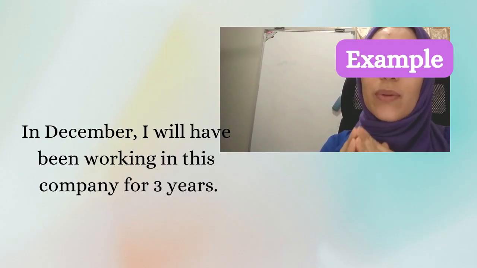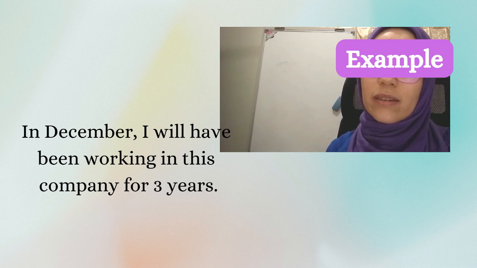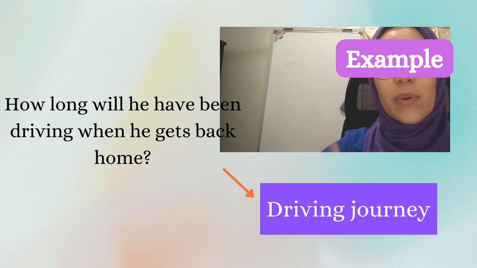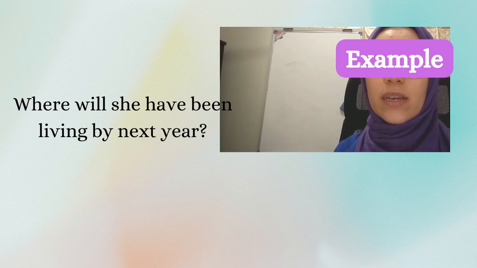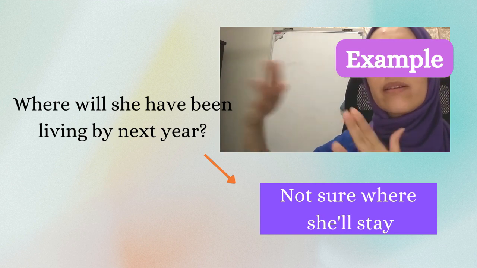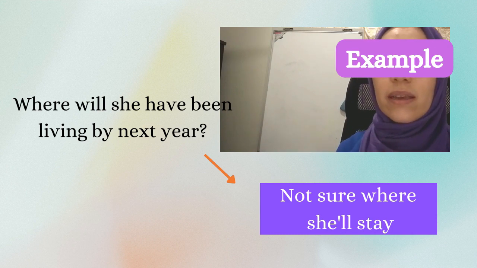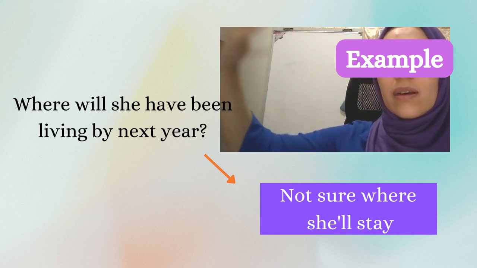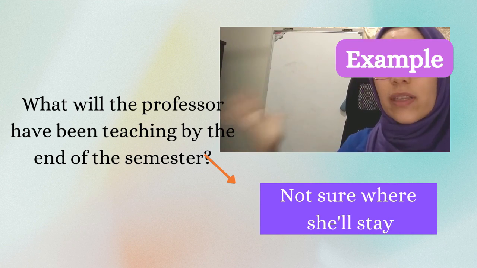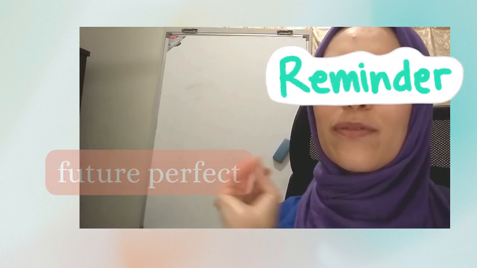In December, I will have been working at this company for 3 years. So by the end of December, I will finish 3 years. How long will he have been driving when he gets back home? Where will she have been living by next year? Probably I'm expecting her to move maybe to another city or maybe to another area by next year. And in this case, I'm asking about the future moment. What will the professor have been teaching by the end of the semester? This is basically the structure of future perfect continuous.